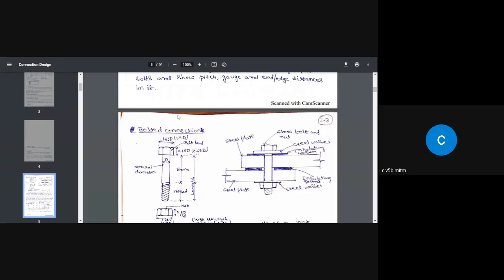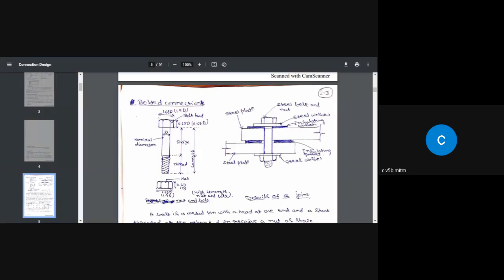So before going further, first we need to worry about the bolt. That is the component when you are designing a bolted connection. It is a very important component through which we are connecting. See, this is the way a typical bolt looks. This is the head part, and this is the length of the bolt.